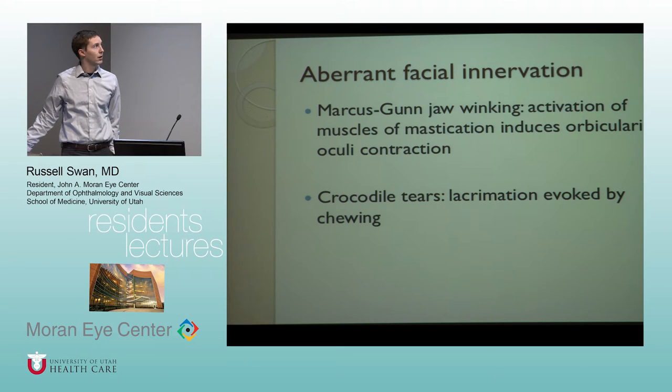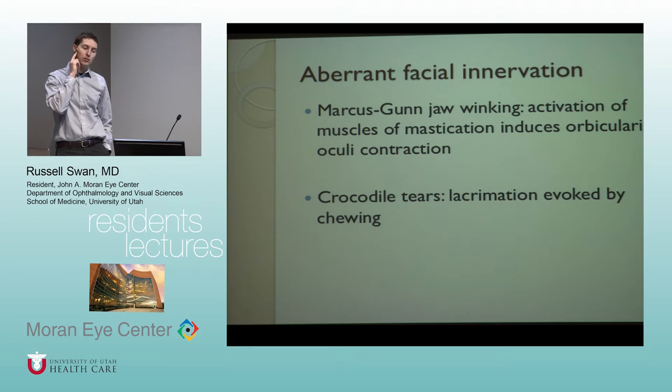Aberrant facial innervation. This is commonly seen in patients who've had a seventh nerve palsy and had complete or incomplete recovery, oftentimes incomplete recovery. The two things you'll hear about are the Marcus Gunn jaw winking, where when the patient is chewing and activating their fifth cranial nerve, they'll have re-innervation to their orbicularis and will be blinking when they chew. And similarly, you hear about crocodile tears, which again can be with their chewing or other activation of the fifth nerve, and usually they'll have tearing as well.